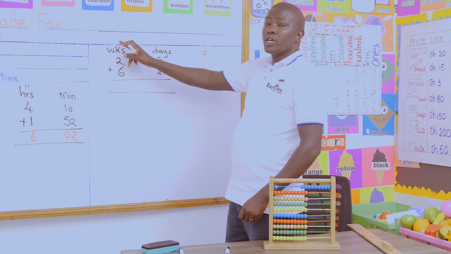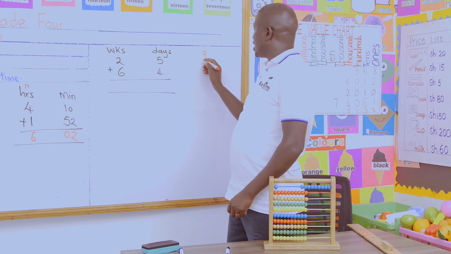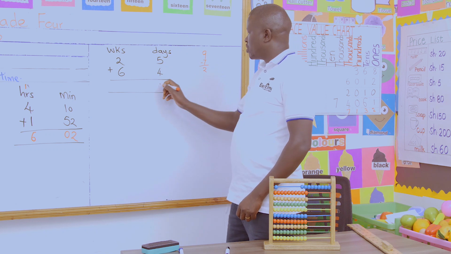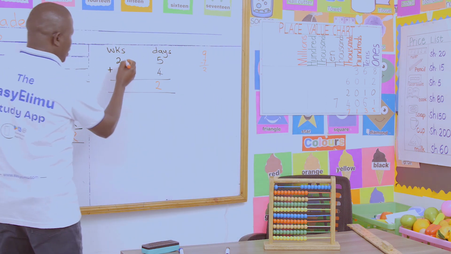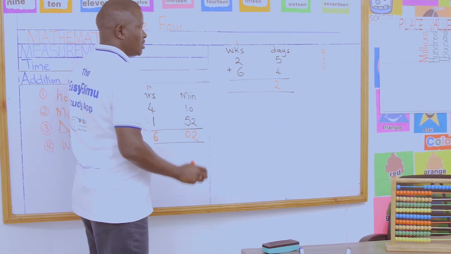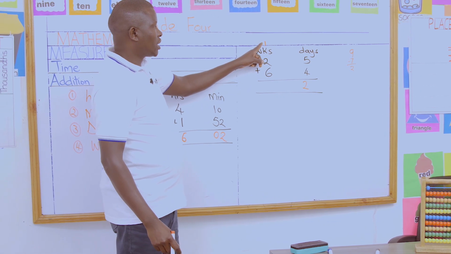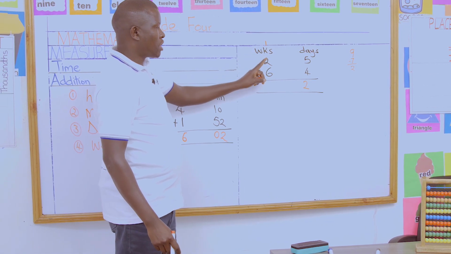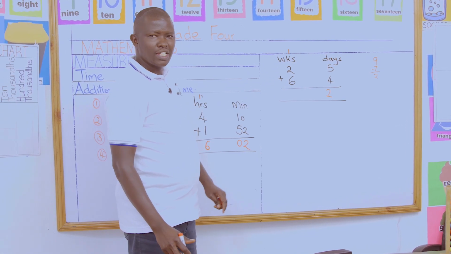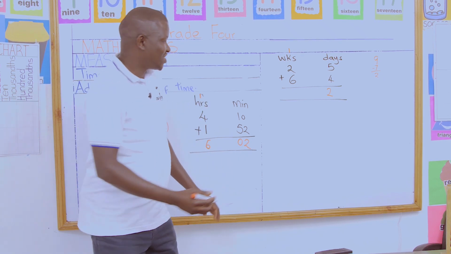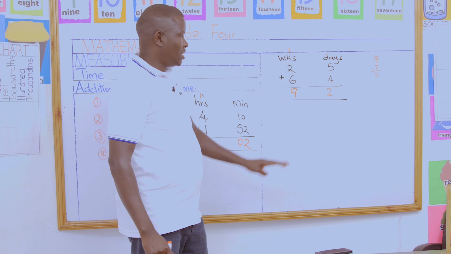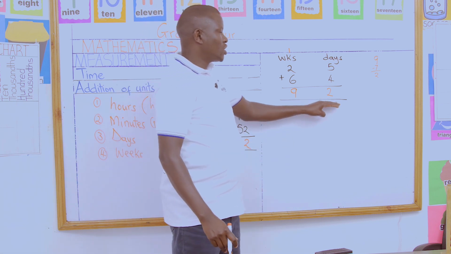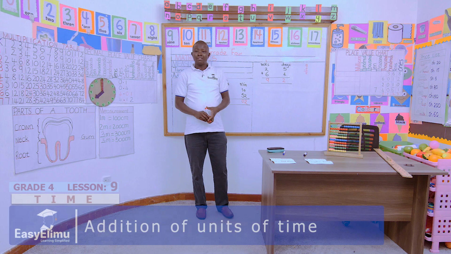We transfer it, or we group it here. So it's 9, take away 7, we get 2. So here we will remain with 2 days, and we regroup 1 week to this side. So we'll have now 1 week plus 2 weeks plus 6 weeks to get how many weeks? Victoria, to get 9 weeks. So our answer will be 9 weeks and 2 days.